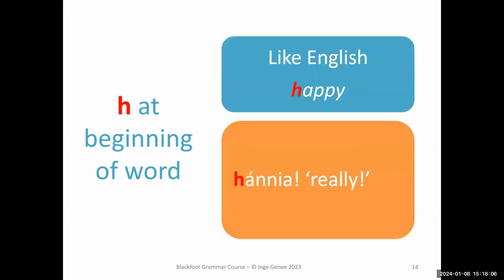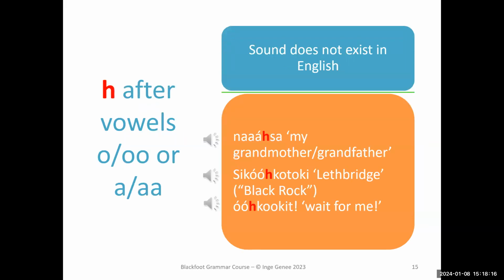At the beginning of a word, the letter H sounds just like in the English word happy. An example is the Blackfoot word hanya. The letter H can also occur after vowels. When it comes after single or double O, or after a single or double A, it is what we call the voiceless velar fricative. This sound doesn't exist in English.